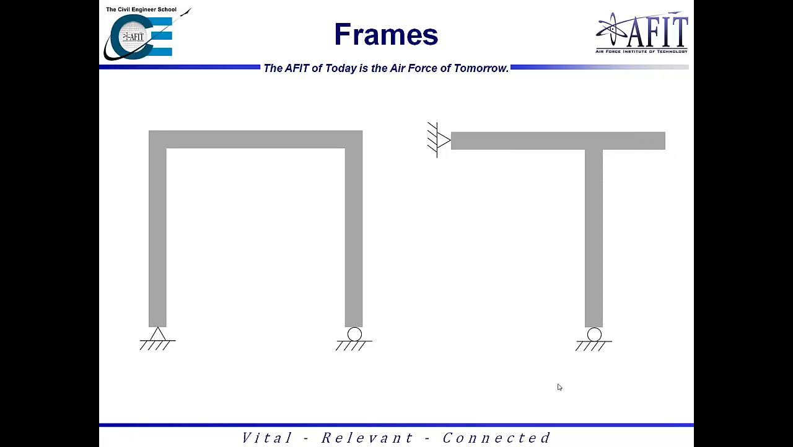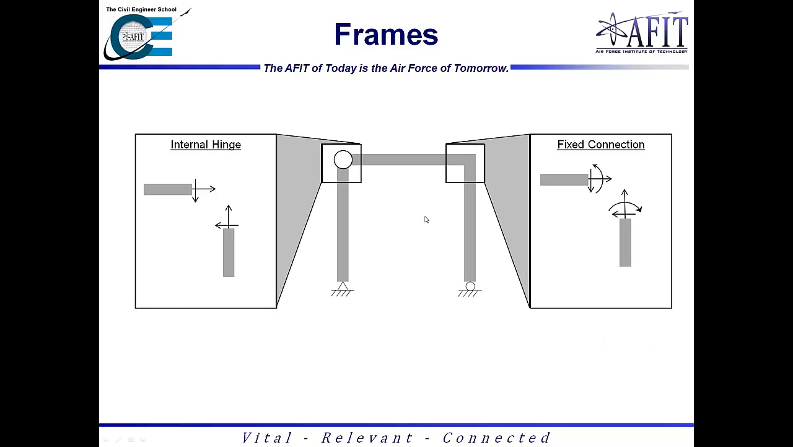So the next thing we're going to talk about is frames. Frames can come in multiple different varieties. You have this traditional frame structure, which has a pin and a roller connection, and then you also have this frame right here, which basically looks like a T. Both of these are considered frames, and in the analysis we have to factor in how the load transfers from this beam into this column here, and similarly over here. You'll see two different ways that frames are done. You'll either see an internal hinge at the transition between the column and the beam, or you'll see a fixed connection at the transition.